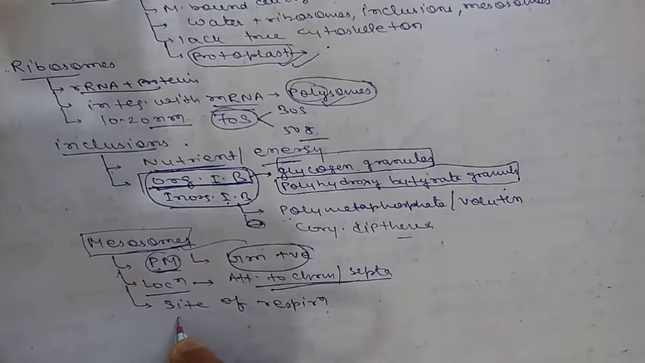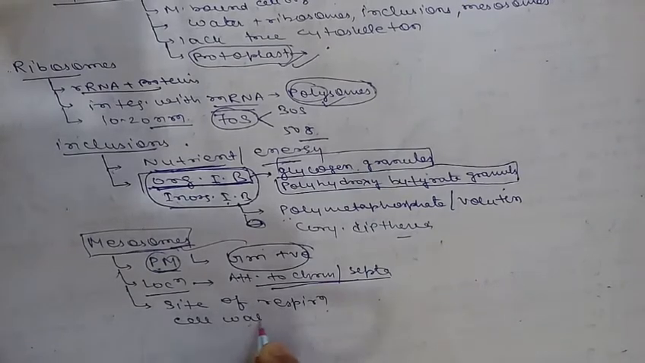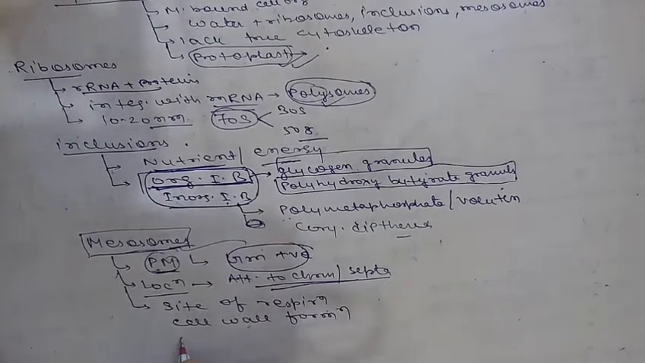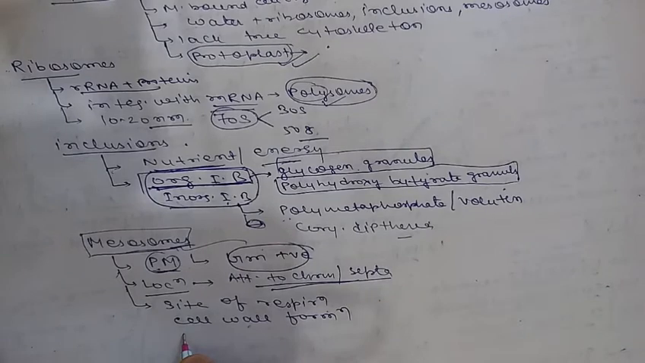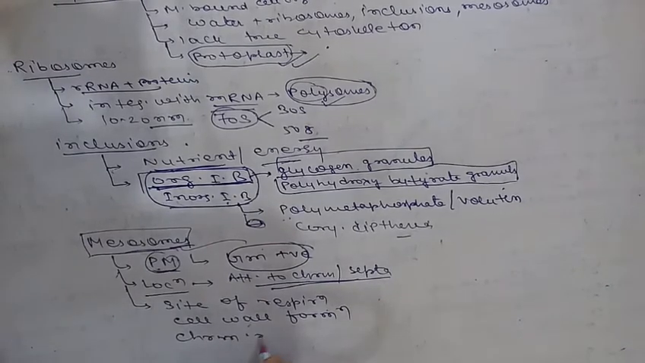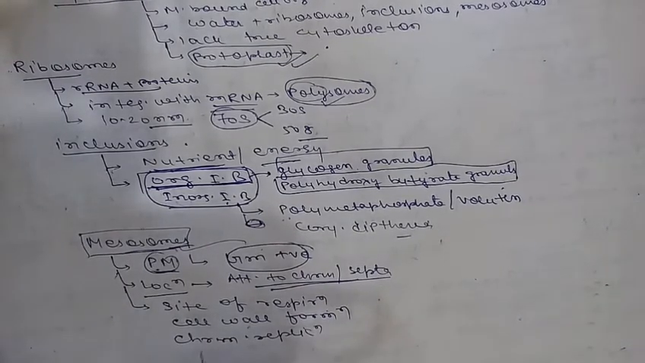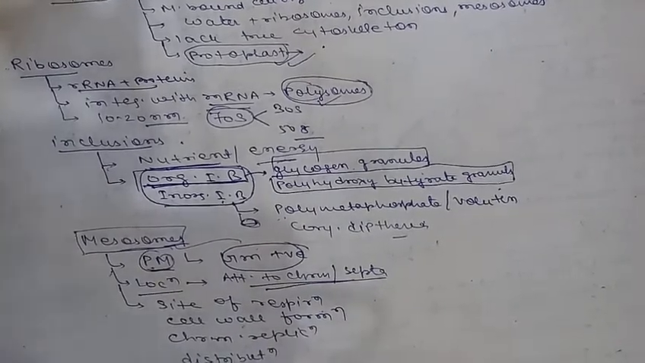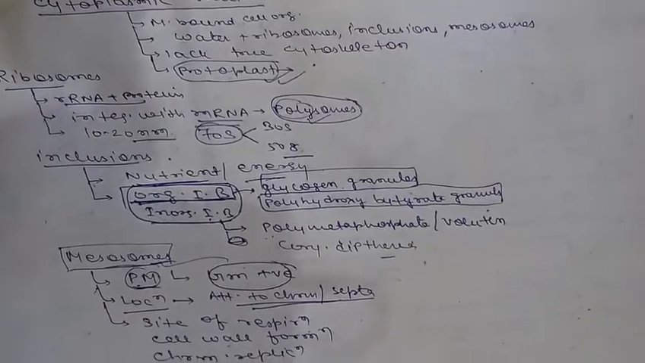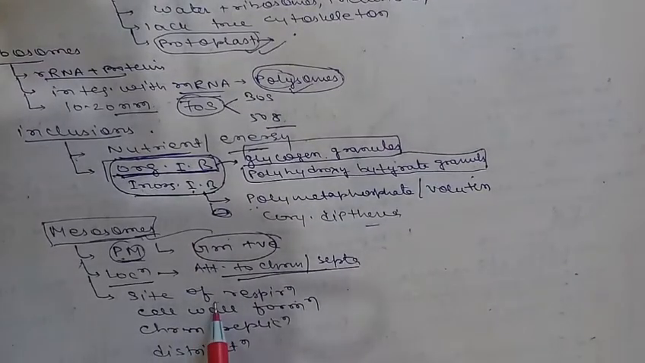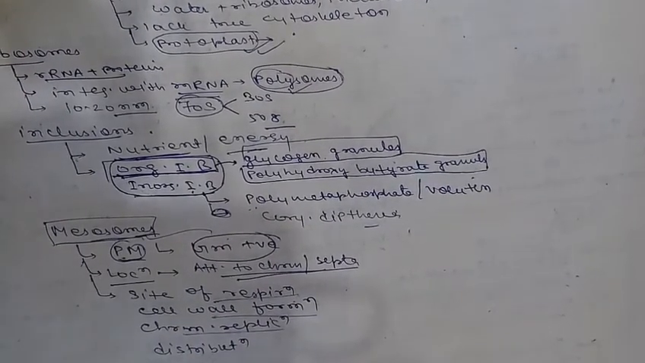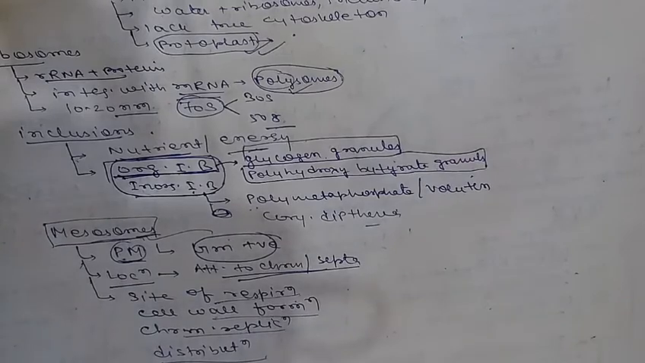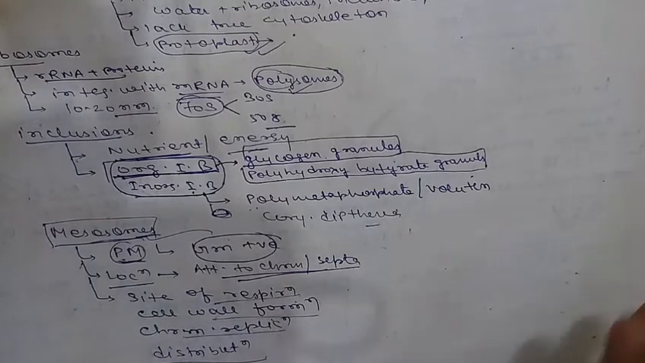Next important function, they are involved in cell wall formation. They also play a role in chromosomal replication, and in distribution of chromosomes to daughter cells. So these are the four important functions of the mesosomes: site of respiration, cell wall formation, chromosome replication, and distribution of those chromosomes to daughter cells. This is all about mesosomes.